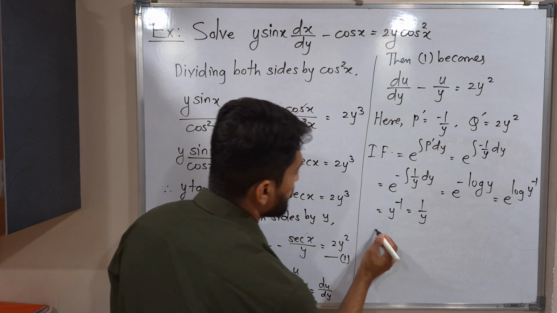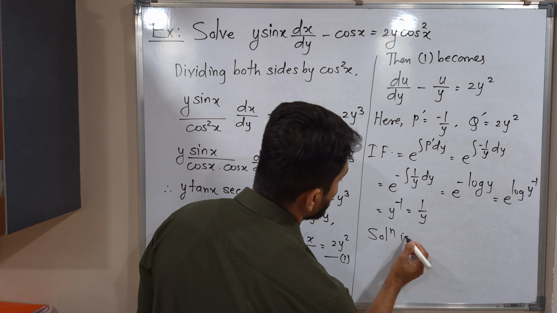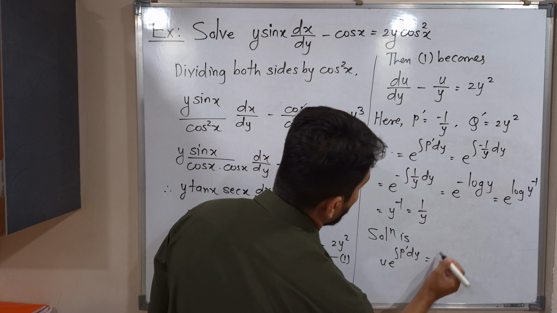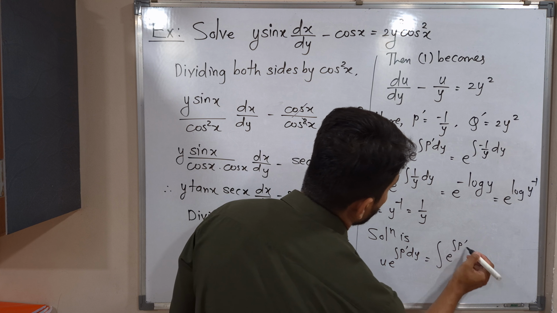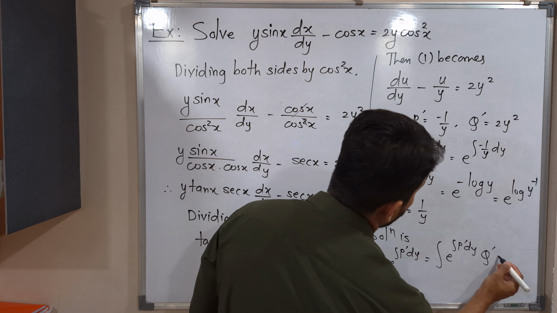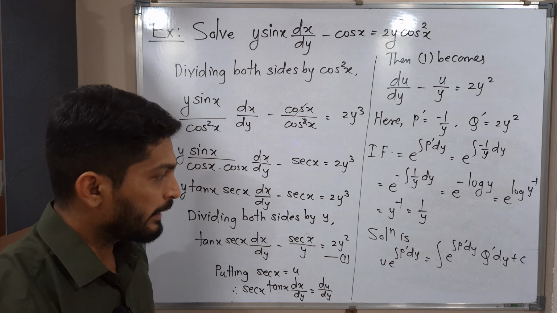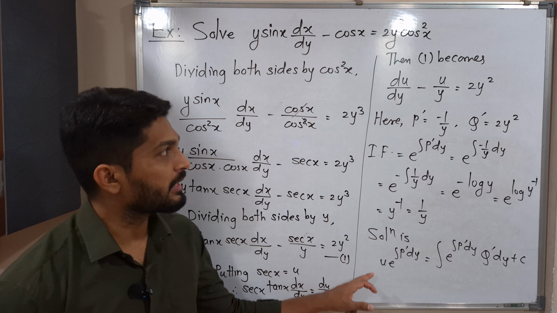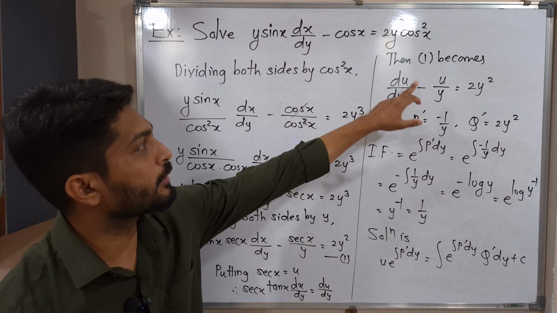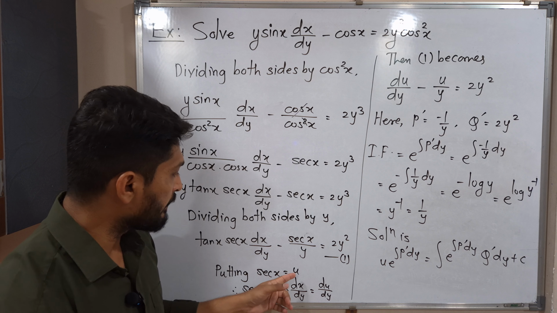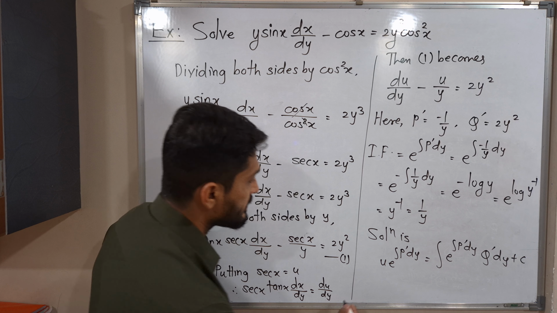So let us write the solution. The formula is fixed. The solution is u times e raised to integration P dash dy equals integration of e raised to integration P dash dy, Q dash dy, plus c. So this is the final answer, right? Actually in the formula we have an x here, but now we have a differential equation in terms of u, so that's why I wrote u there. If you want, you can put the original value of u, which is sec x. So let me write sec x.